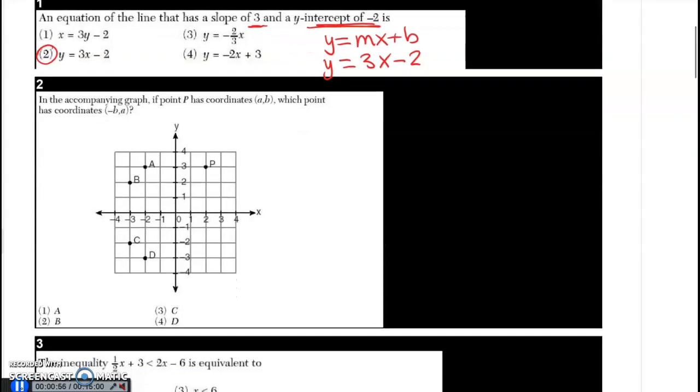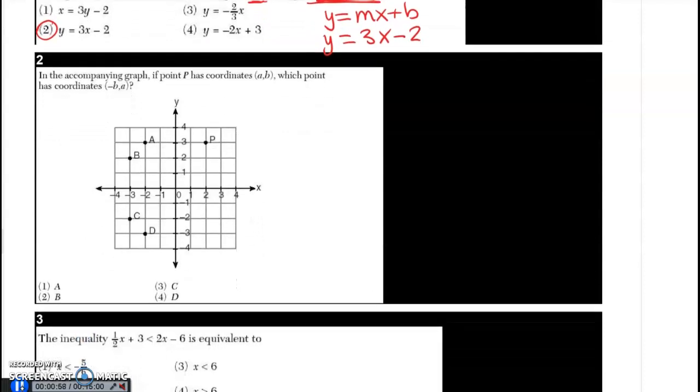Okay, so in number 2, they're saying if point P has a coordinate of (a, b), so let's look at that first. So that would be the coordinate (2, 3). Okay, which point has coordinate (-b, a)? So -b would be -3, and a is 2. Okay, so if we then look at that point, (-3, 2) would be B. So that would also be 2.